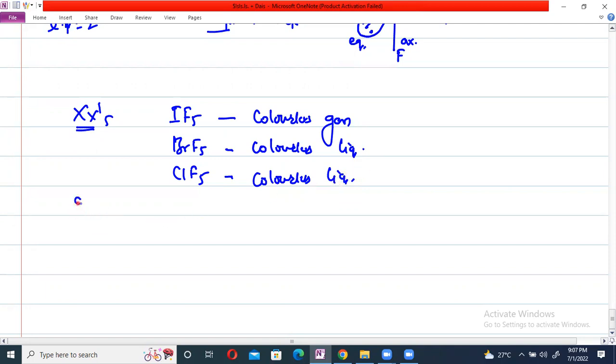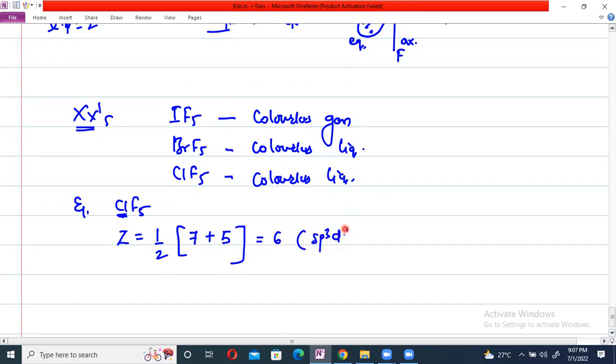Let us go with the example of ClF5. Central atom chlorine gets the Z value. Z equal to 1 by 2. The number of electrons in the valence shell of chlorine, how many? 7. Plus monovalent, how many, beta? 5. 7 plus 5, 12. 12 by 2, 6. Z value 6 means it is sp3d2 type of hybridization. But sp3d2 type of hybridization means 3 plus 2, 5 plus 1, 6. That means the geometry of the molecule is octahedral.